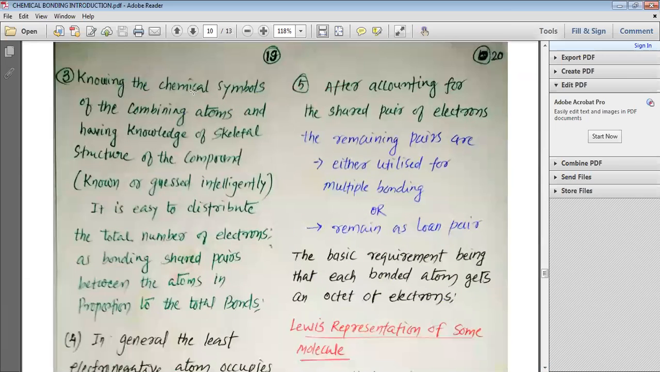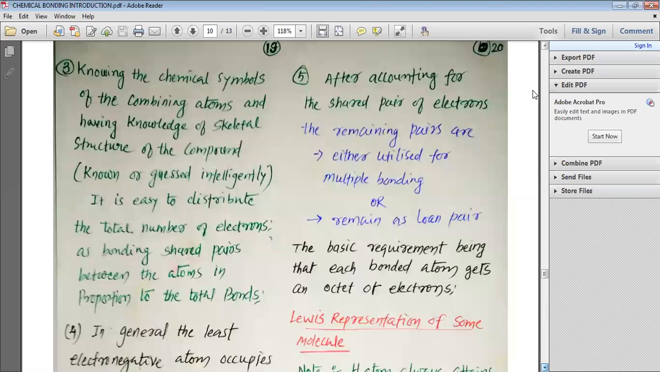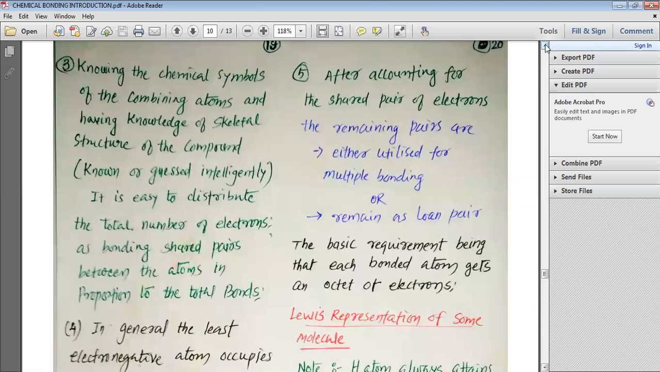Next step, knowing the chemical symbol of the combining atoms and having knowledge of the skeletal structure of the compound, which may be known or you can guess it intelligently, it is easy to distribute the total number of electrons as bonding shared pairs between the atoms in proportion to the total bonds. Now let me summarize these 3 steps very easily for you, my dear students.